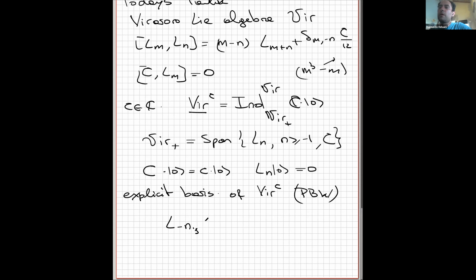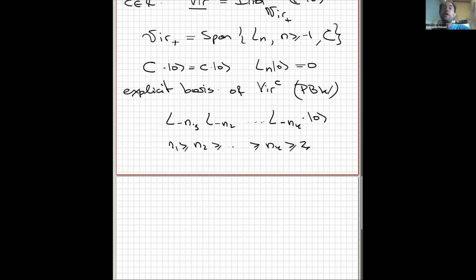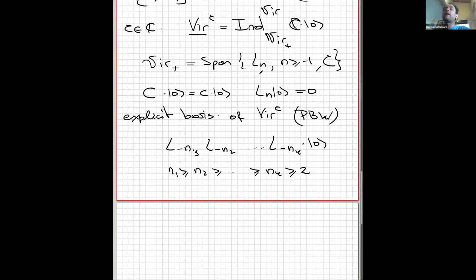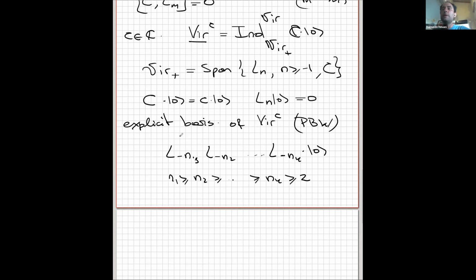Let's put L minus N1, L minus N2, up to L minus Nk acting on the vacuum, with the condition that N1 is bigger or equal than N2, and so on, with Nk bigger or equal than 2. So we have an explicit basis for this guy given by partitions with parts bigger or equal than 2. And I need to put 2 here because I declared that L minus 1 kills the vacuum. All right, so we can compute the character quite easily.